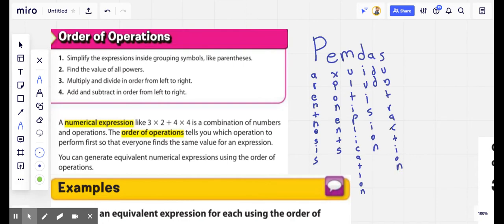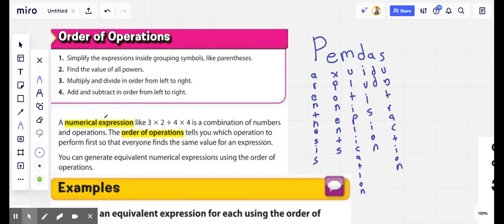Okay, and so I'm going to read over here. They also have these steps you can use if you don't like PEMDAS. It says, simplify the expression inside grouping symbols like parentheses. So that's the P. Second, find the values of all powers, and so that would be your exponents. Third is multiply and divide in order from left to right. So that's your multiplication and division. And then finally, add and subtract in order from left to right. So add and subtract, okay?